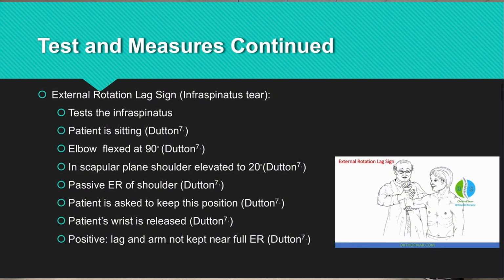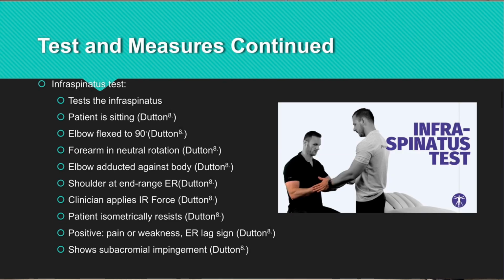Then the external lag is testing for the infraspinatus, and what that does is that the wrist will also be released here, but it's going to be positive if you have a lag as well as the arm is not kept within your full internal rotation. Is the infraspinatus test, which does test the infraspinatus muscle.